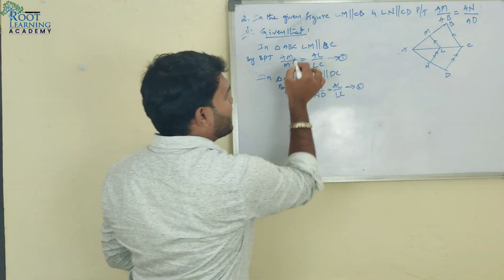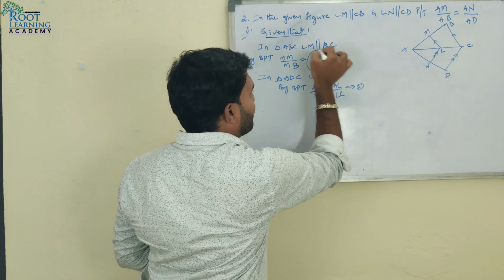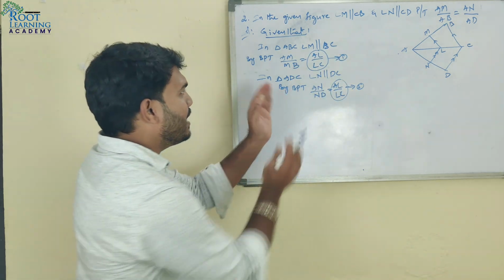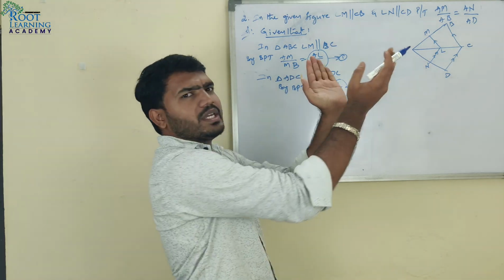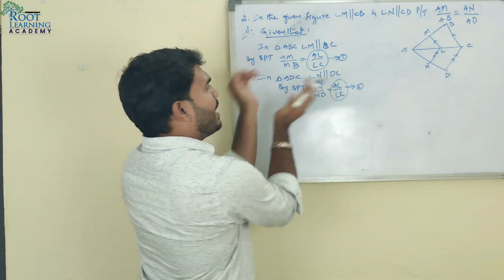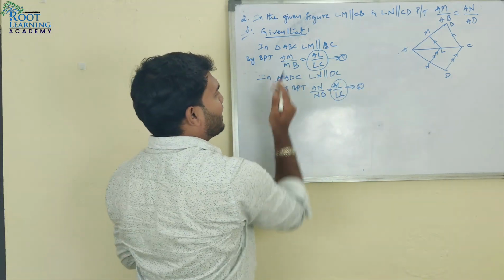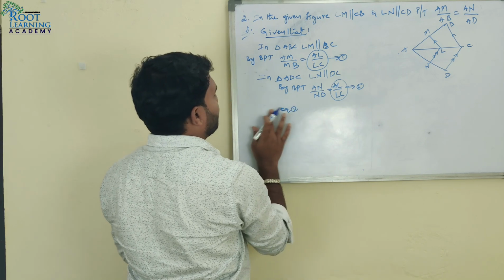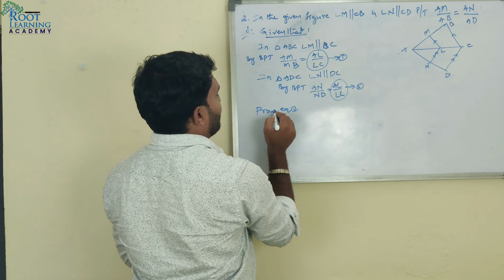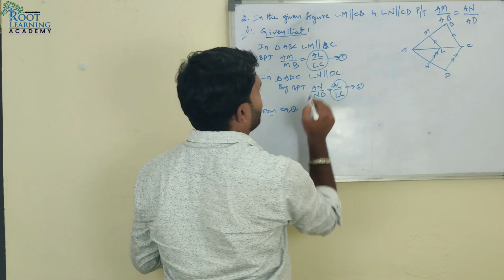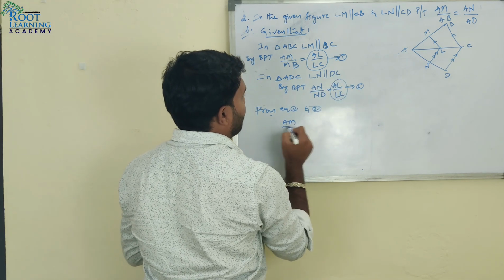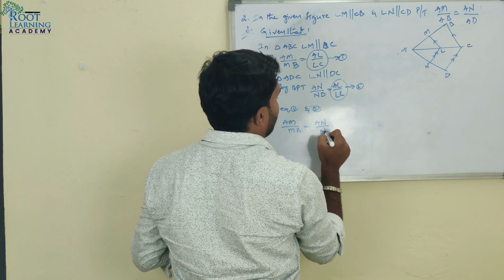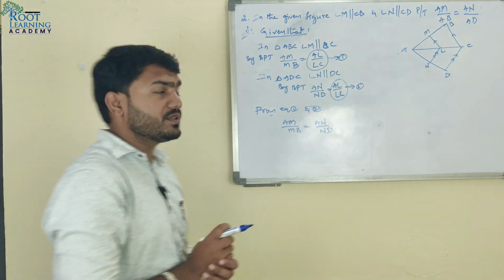Next, here you can see they both are equal to AL by LC. So simply, when the RHS of any two equations are the same, their LHS are also the same. So here, from equation 1 and 2, AM by MB is equal to AN by ND. See, half of the answer is finished.